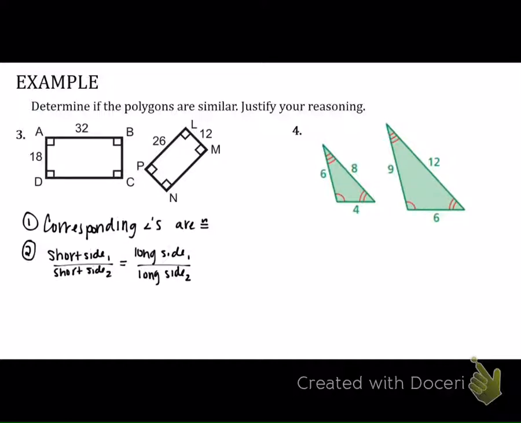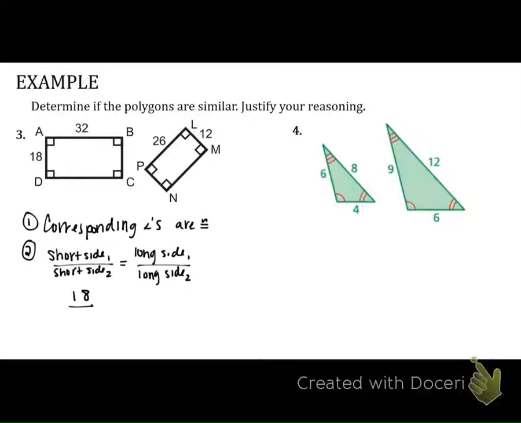So I'm going to say my short side of this one is 18. What is my short side of the other one there? Jill, what's my short side of this one? Good. My long side of the other one is 30, or my first one is 32. What is it over the other one? 26. Yes.